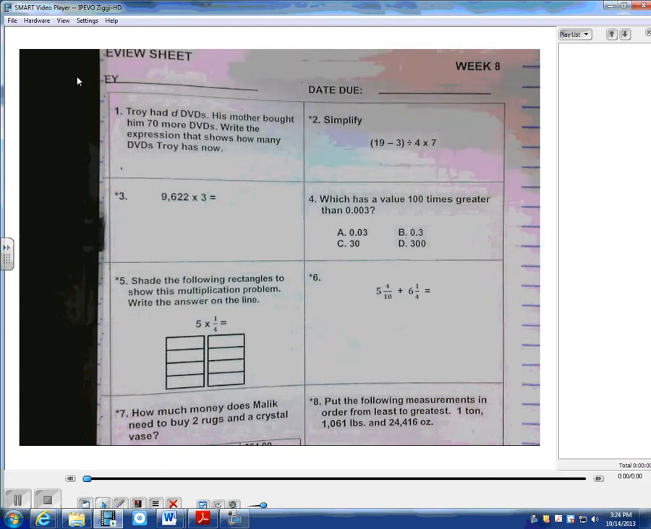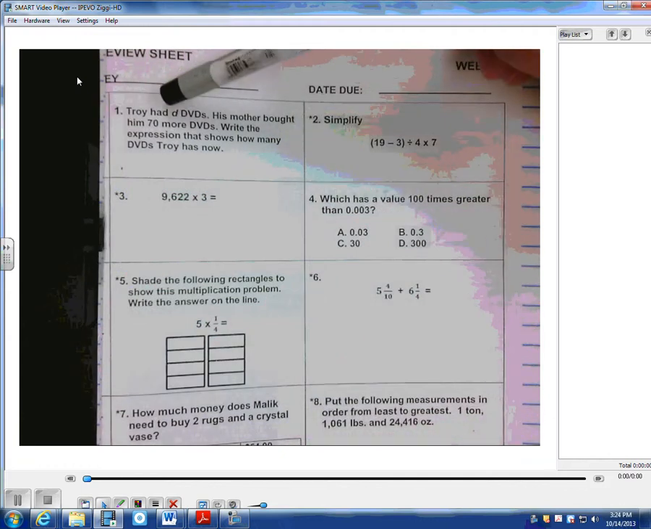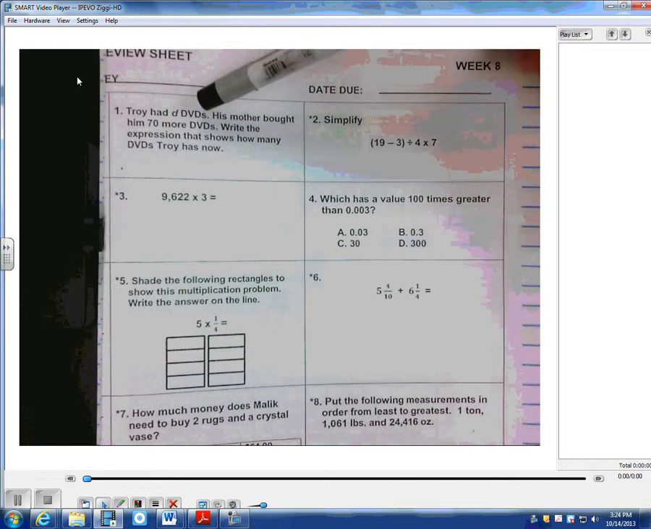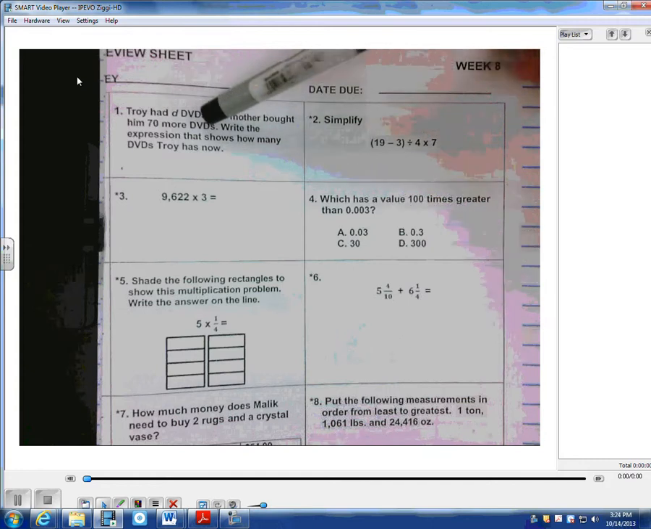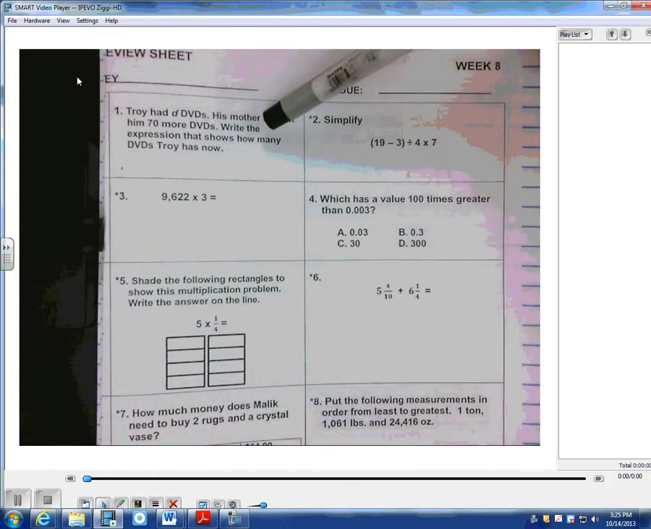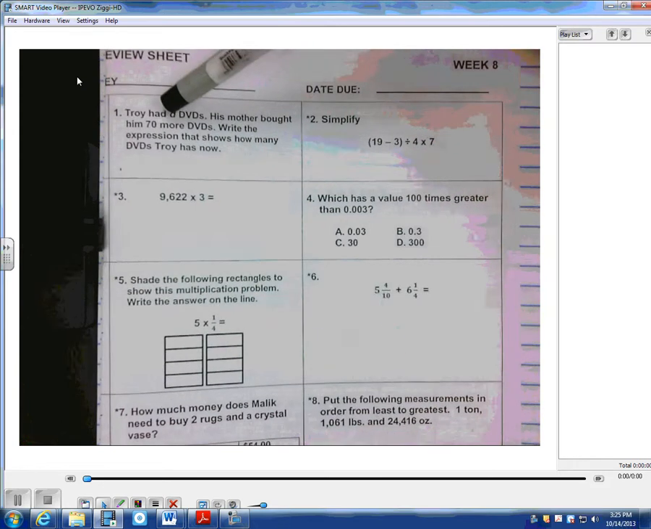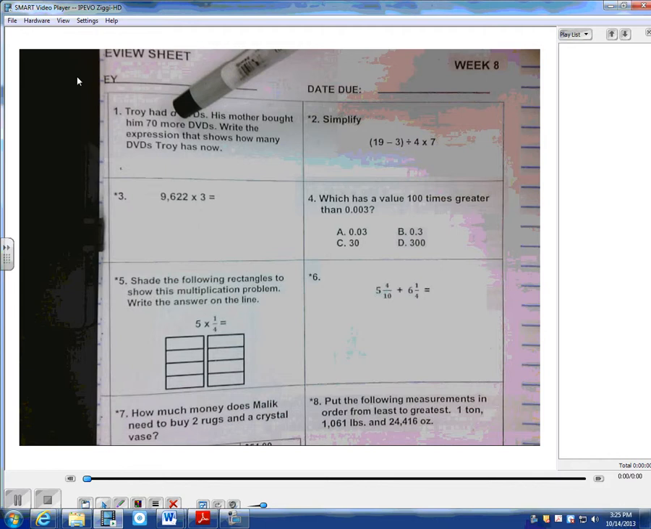So for this problem, we're not going to try to solve it because we don't have enough information. We know that he has D DVDs, and a lot of times they have X here, so he has X number of DVDs, and his mother bought him 70 more DVDs. So they want you to write the expression that shows how many DVDs he has right now. So again, he had this number D. That represents the number of DVDs he currently has. And his mother bought him 70 more DVDs.